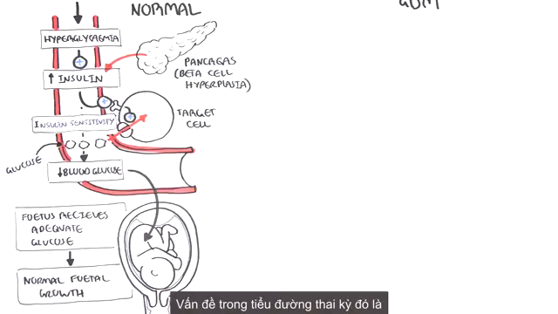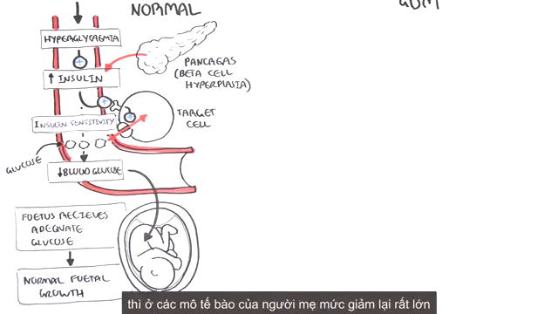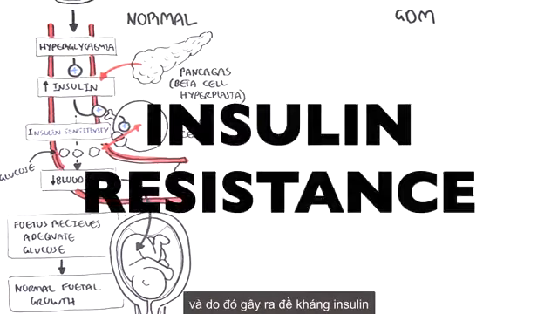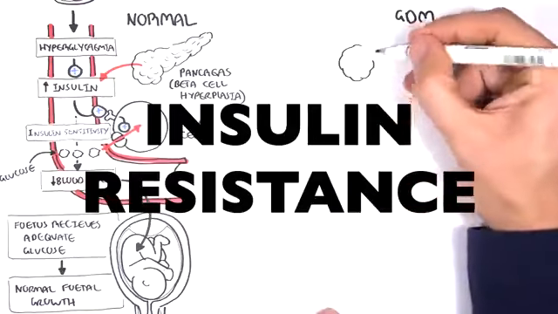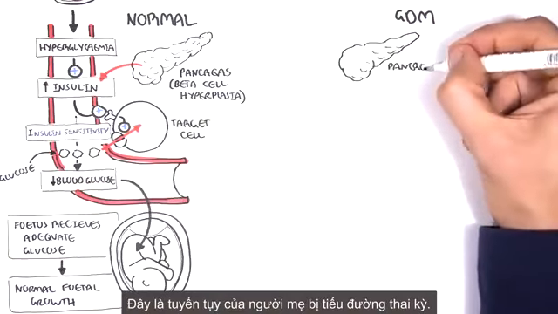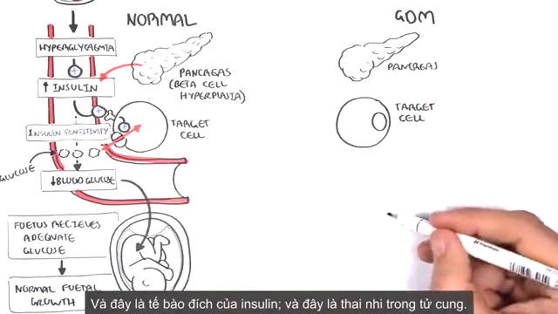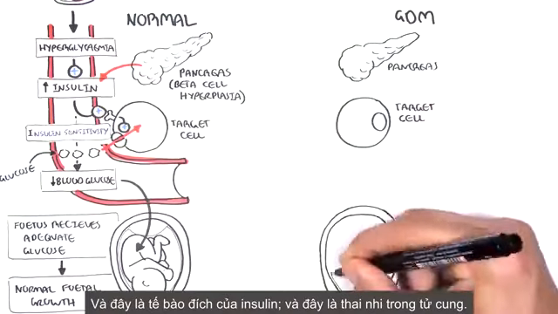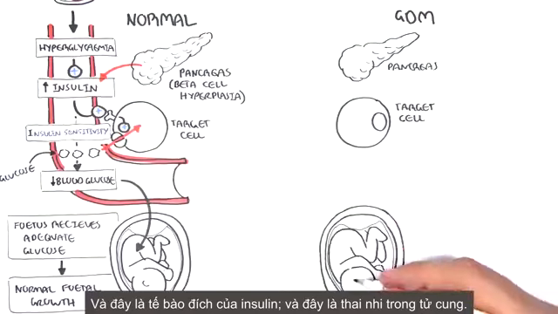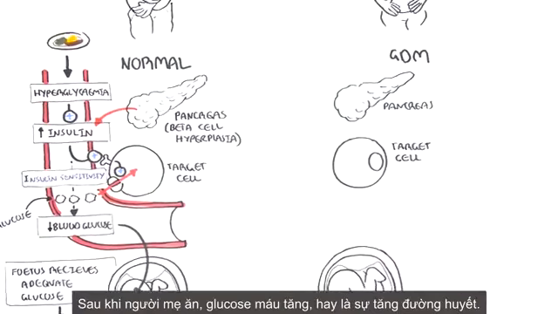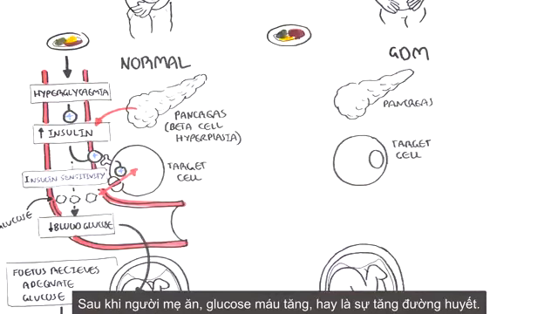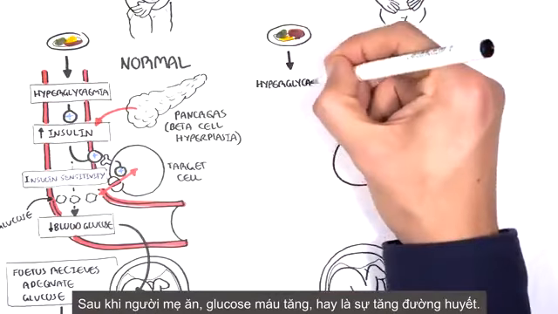What happens in gestational diabetes is that instead of a small decrease in insulin sensitivity in maternal tissue, there is a large decrease in insulin sensitivity, and thus also insulin resistance. Here is the pancreas of the mother with gestational diabetes, and here is the target cell of insulin, and here is the fetus in the uterus. After a mother eats, blood glucose increases. There is hyperglycemia.